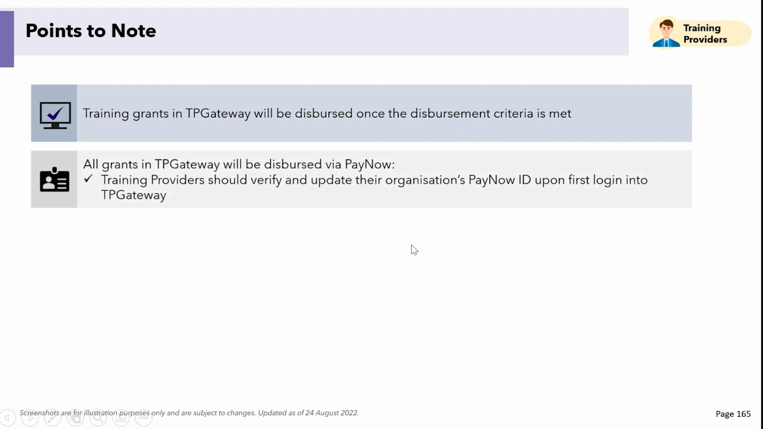All the grants in TP Gateway will be disbursed via PayNow. So it is very important that training providers who are migrated over from the IBF portal go into the organization profile to update their PayNow ID. It's recommended they do it once they log into TP Gateway.